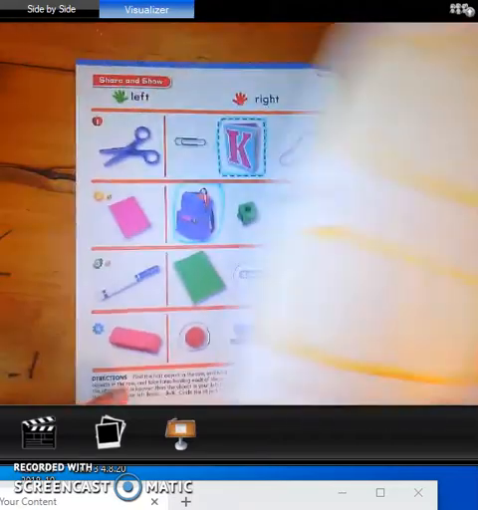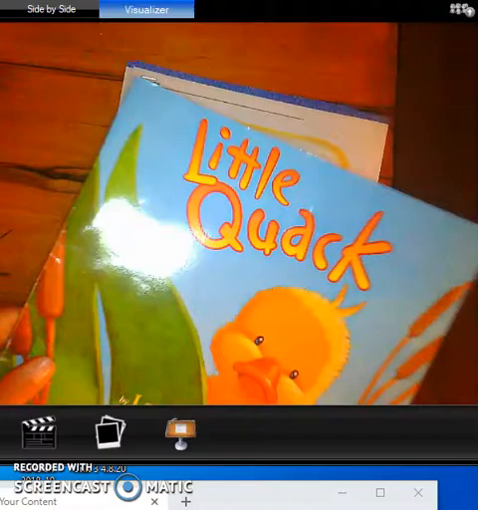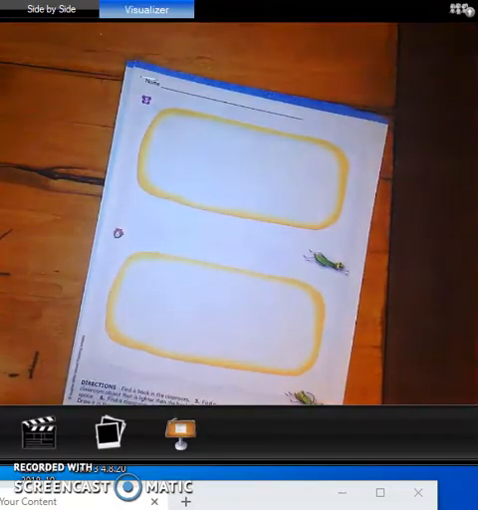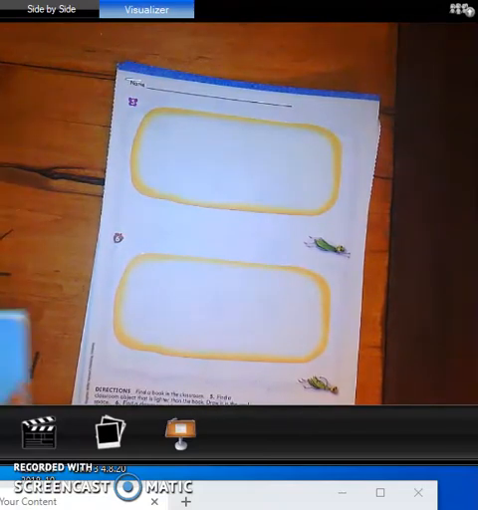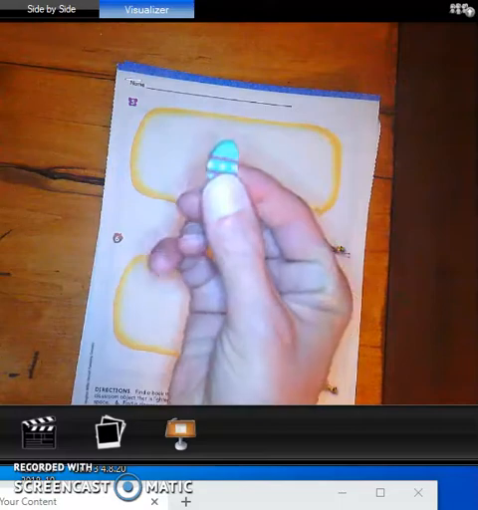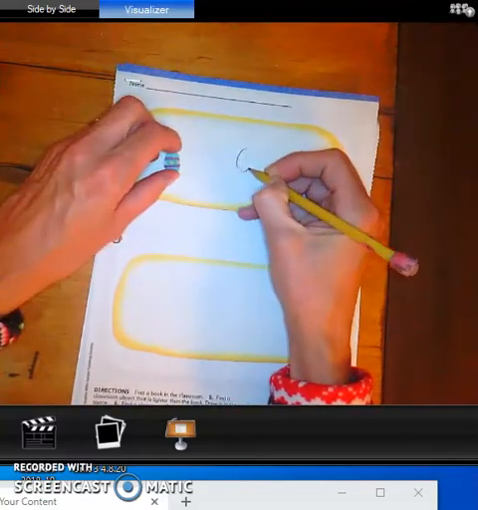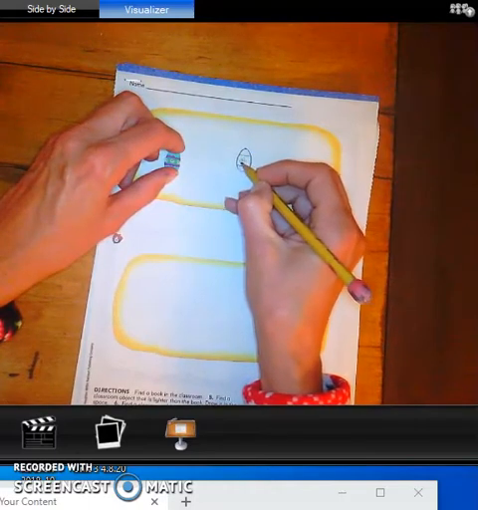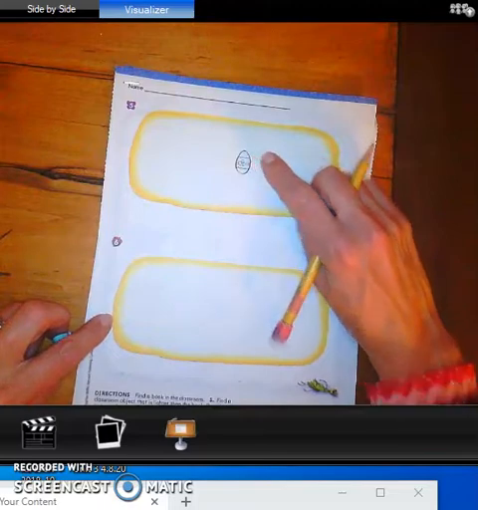Now on the next page, it's asking us to think of, if we have a book. So I have a book here in front of me. I have a little Quack, just a paperback book. And I need to find an object that is lighter than the book. So something I know that's lighter than this book would be an eraser. Okay, so here I have an eraser. So I'm just going to draw my little Easter eraser here. That's lighter than my book, Little Quack. Okay, so this is lighter than a book.